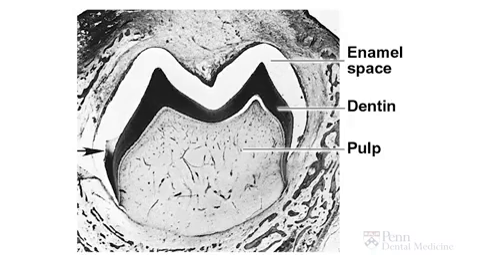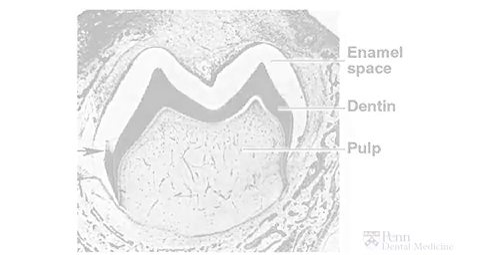Now that the hard structure in the top half of the tooth, the crown, is formed, we have to form the structure in the root. Once the enamel is formed, it does not continue downwards into the root. The dentin, however, does continue downwards and forms the hard structure of the root.